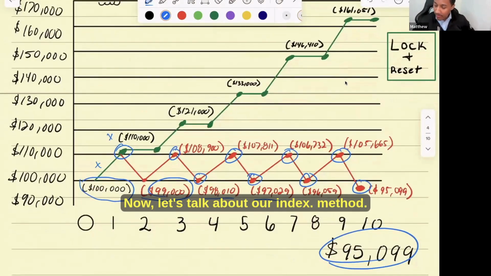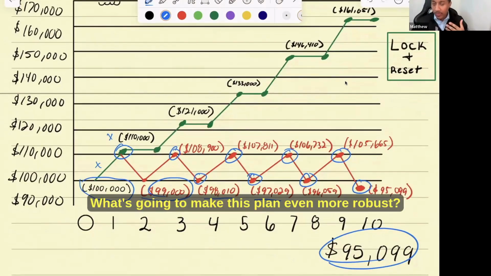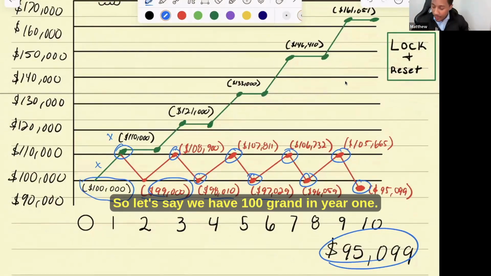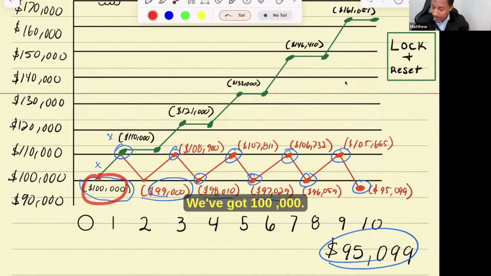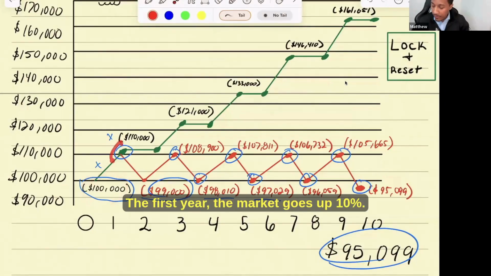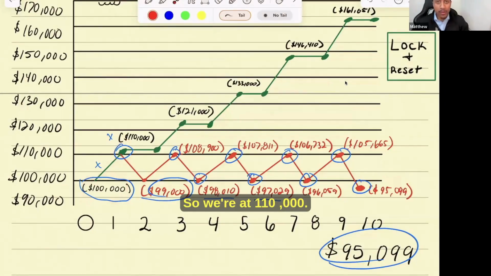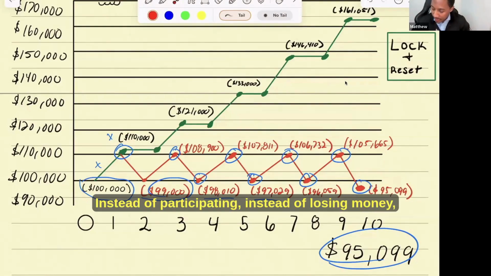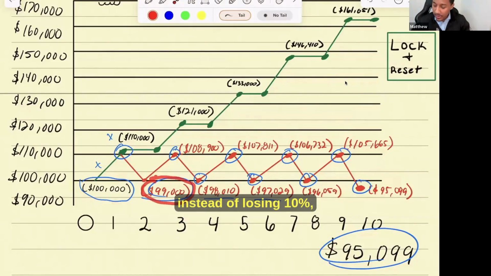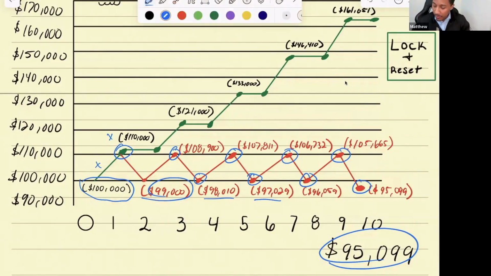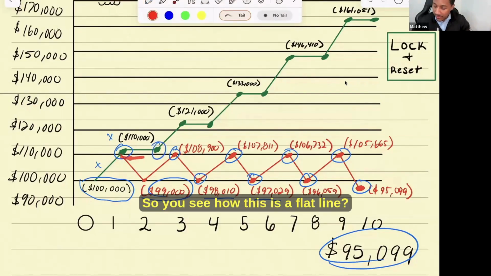Now, let's talk about our indexing method. Okay, what's going to make this plan even more robust? So let's say we have 100 grand in year one, we got 100,000. The first year the market goes up 10%, so we're at 110,000. Okay, there's nothing different. Now in year three, the market goes down 10%. Instead of participating, instead of losing money, instead of losing 10%, we're not going to participate. So you see how this is a flat line?